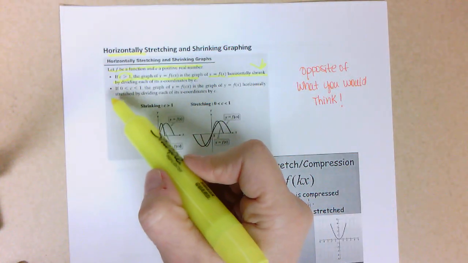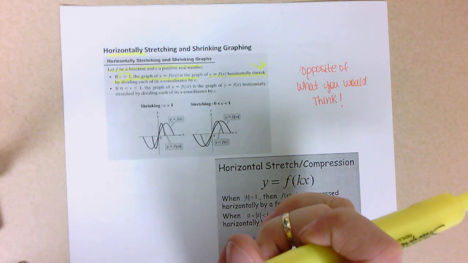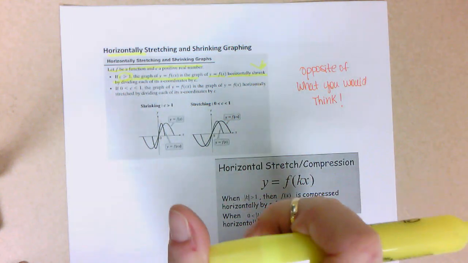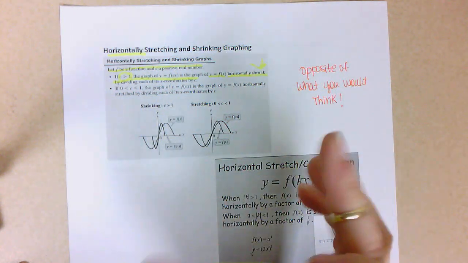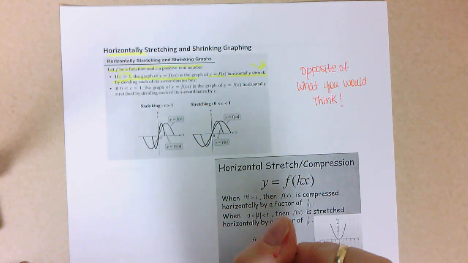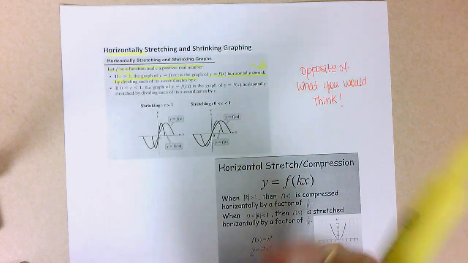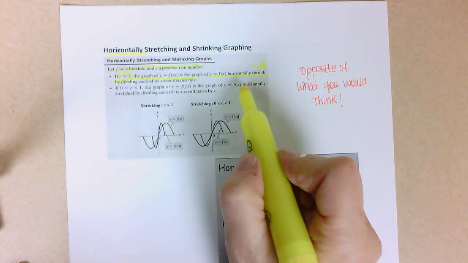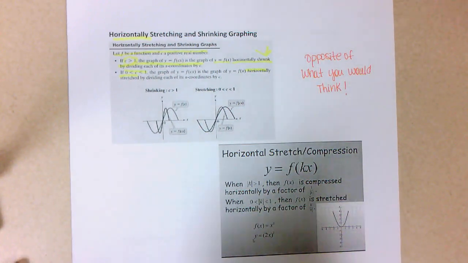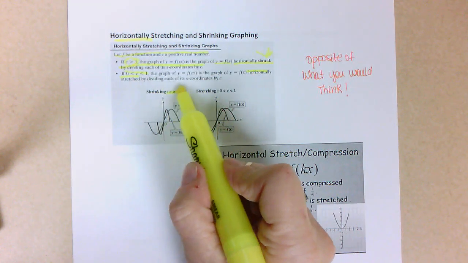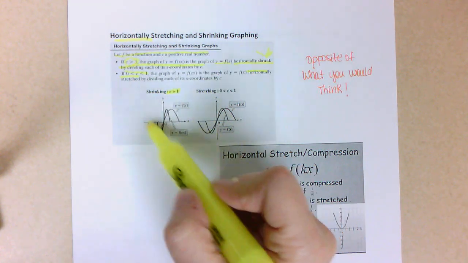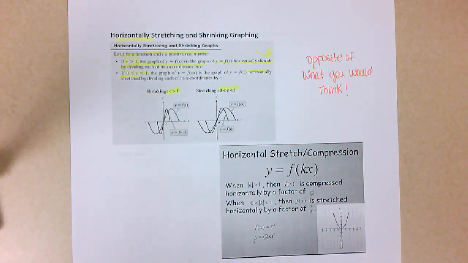Now, if 0 is less than c is less than 1, the graph of y equals f of the quantity c times x is the graph of y equals f of x horizontally stretched. So if it's between 0 and 1, it's going to be stretched by dividing each of its x coordinates, sorry, by c. So here you can see if it's greater than 1, it's shrinking. If it's between 0 and 1, then it's stretching.